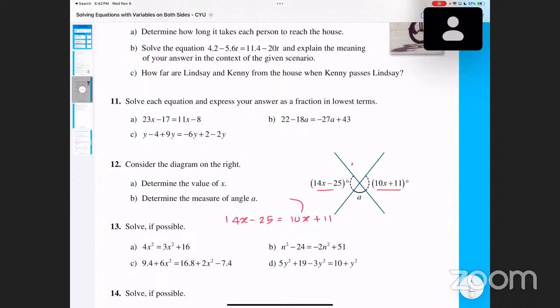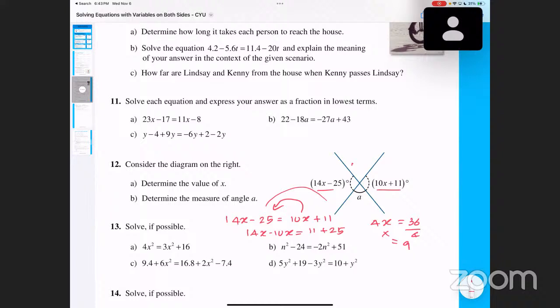Then you know what to do. You can move that to the other side. So 14x minus 10x, and you're going to move the 25 to the other side, 11 plus 25. That gives you 4x is equal to 36. X is equal to 36 divided by 4, isn't it? Which is going to be 9.